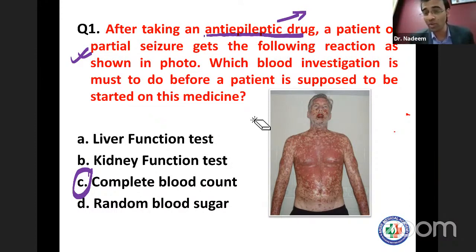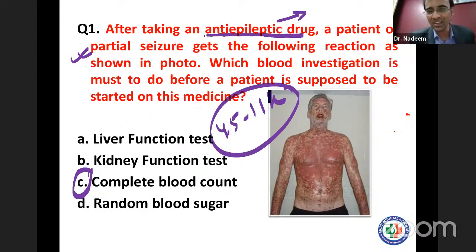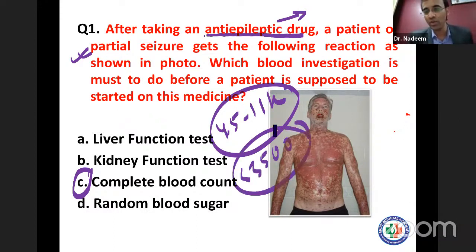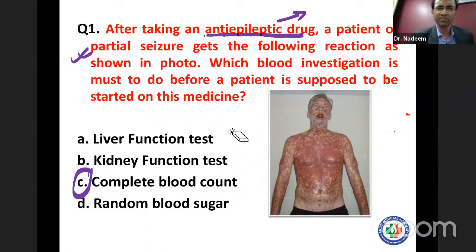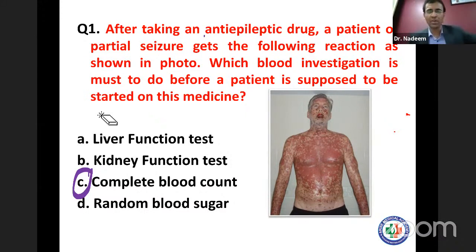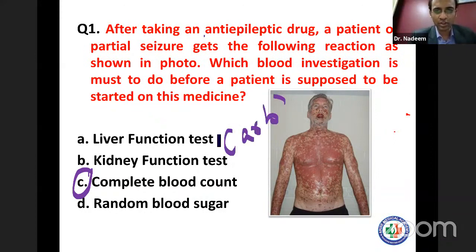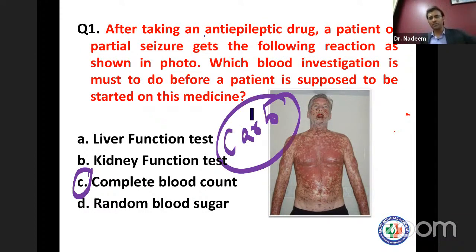So what is the normal count of WBC? 4,500 to 11,000. Suppose my patient has a WBC count less than 3,500, at that time I should be very careful. I should not start my patient on carbamazepine. Easy to understand? I have given you one clue here: this was one question, but on the basis of this drug, carbamazepine.